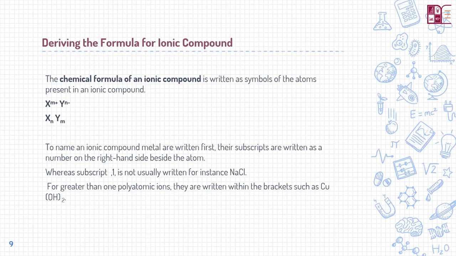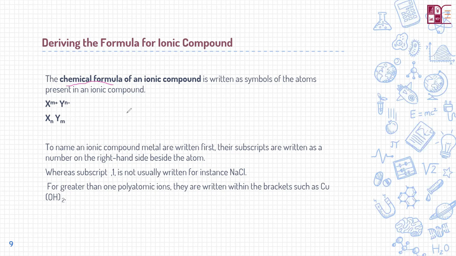Let me come to my next slide. We already now get how dot-and-cross diagrams are created, and how the transferring of electrons happens in an ionic compound. Now you see that ionic compounds, when they are formed, have a chemical formula, and they are represented by their chemical formulas.